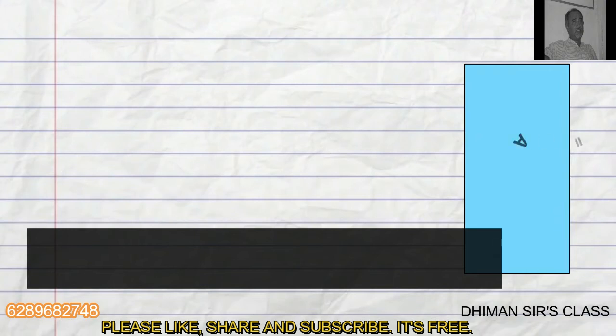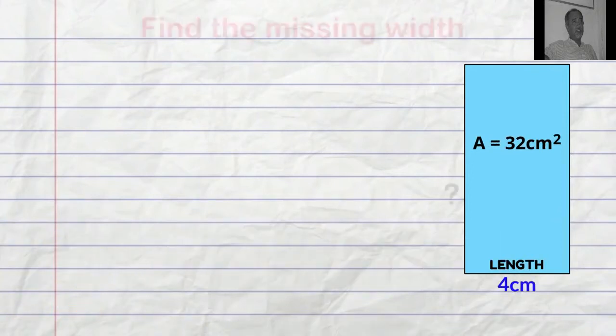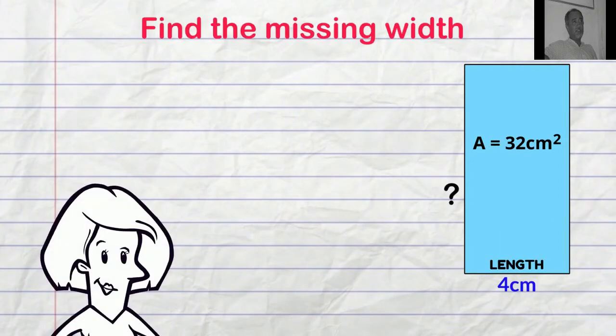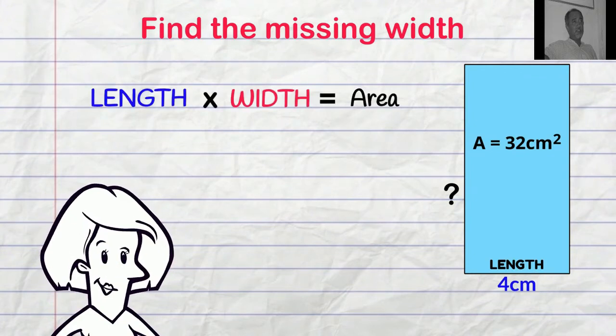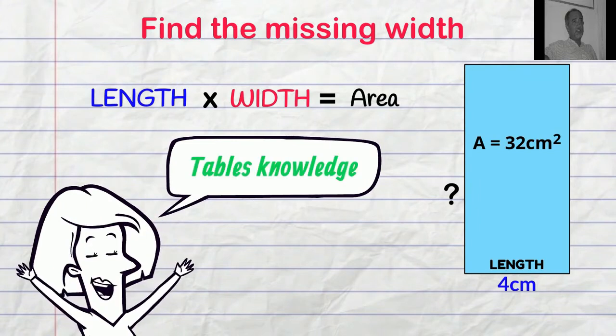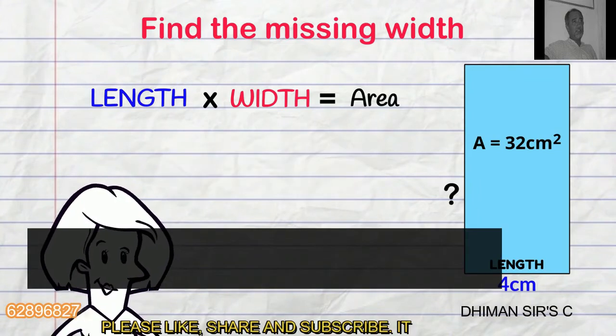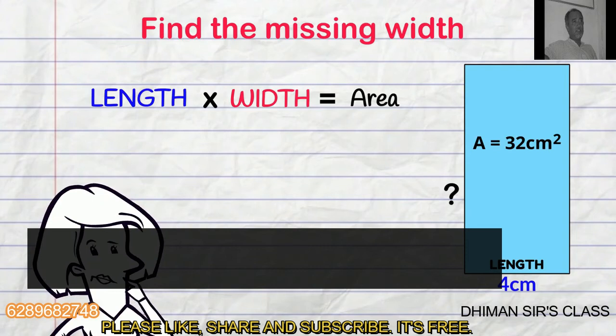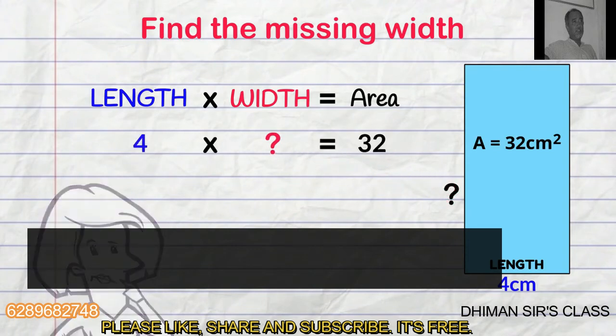Here, the area is 32 centimeters squared. The length is 4 centimeters. We have to find the width. We know we multiply length and width to find the area. We can solve this problem using our tables knowledge. The question I ask myself is, 4 times what number is 32?